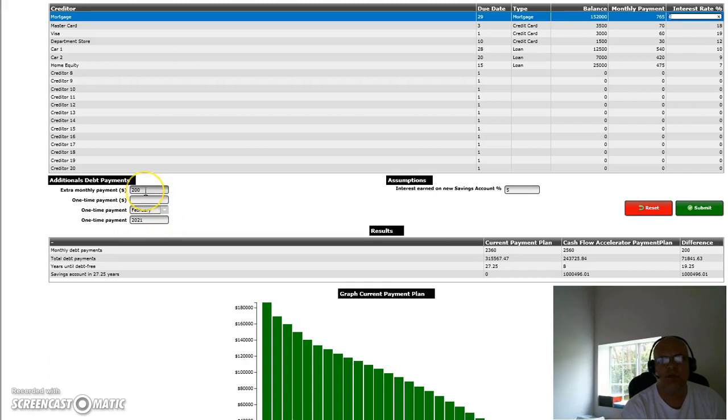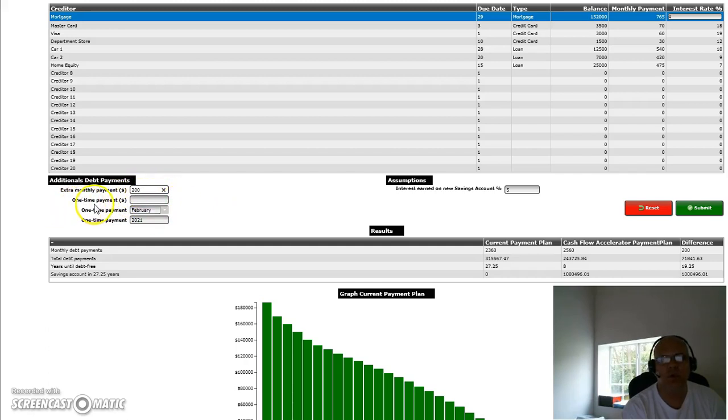The next section that you would go to is your extra monthly payment. Now this would be a dollar amount that you feel that you could afford each month to help expedite the paying off of your loans. So that could be as little as $1. For example, here we did $200.